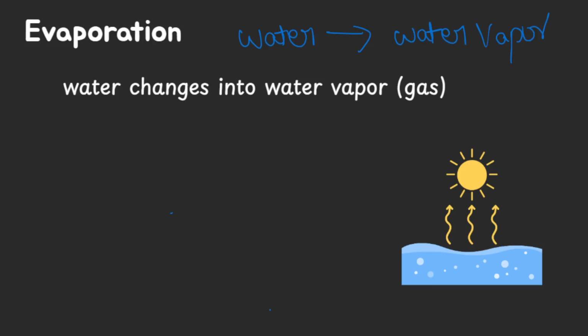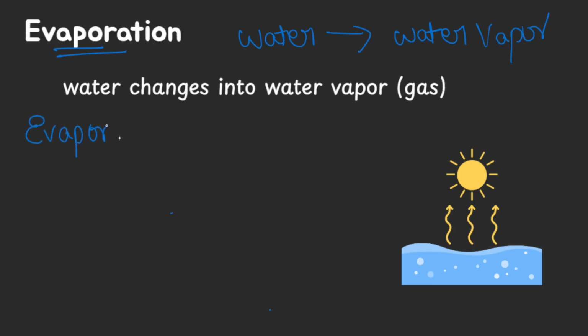Okay, let's move on to what makes the process of evaporation faster. On which conditions does it become faster? Evaporation becomes faster with some conditions. What are the conditions? Let's see.